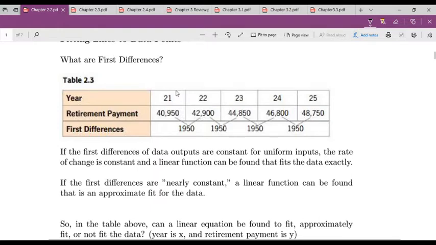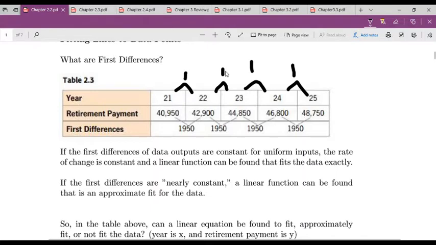So the first difference here is a 1. First difference here, also a 1. First difference here, also a 1. And first difference here, also a 1. So you can see as we go up by 1s, the first difference on this also goes up constantly by 1,950.